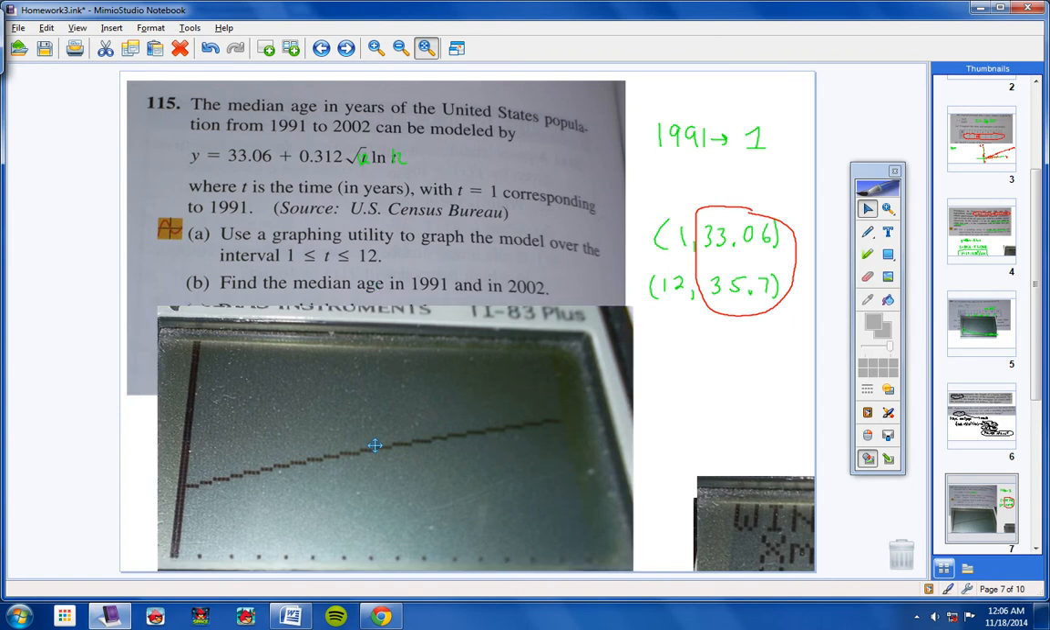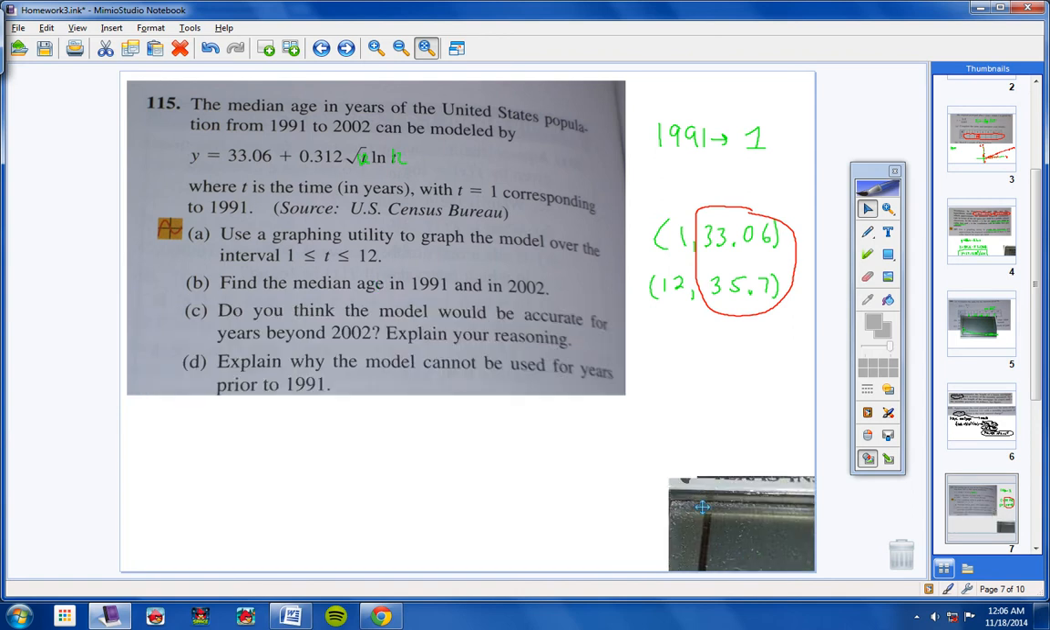Now, it says find the median age in 1991 and 2002. Well, guys, we already did that right here. We already put a 1 in for 1991, and we already put a 12 in for 2002. So there really isn't more to do. Here's your answer for 1991, and here's your answer for 2002.